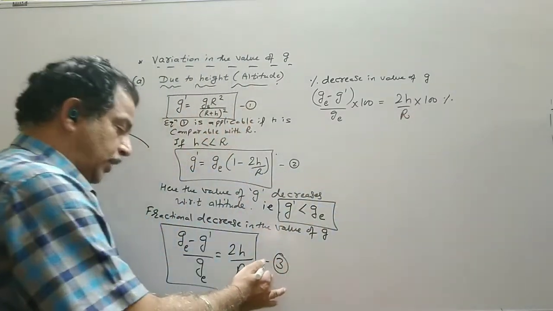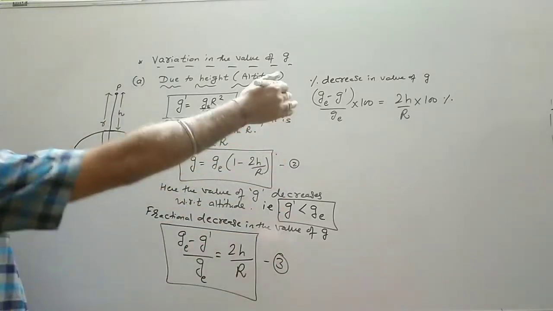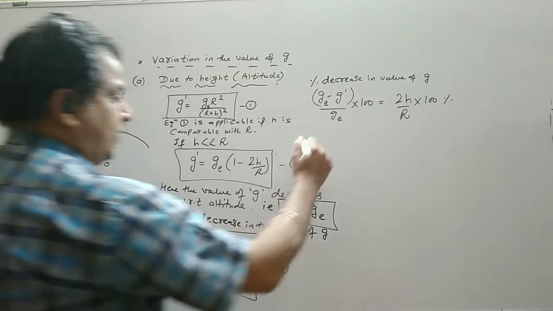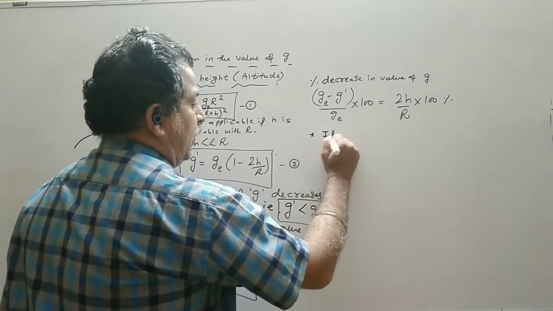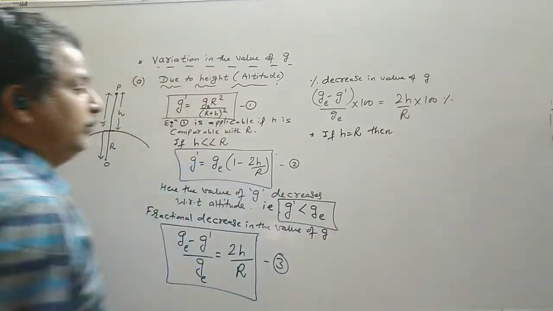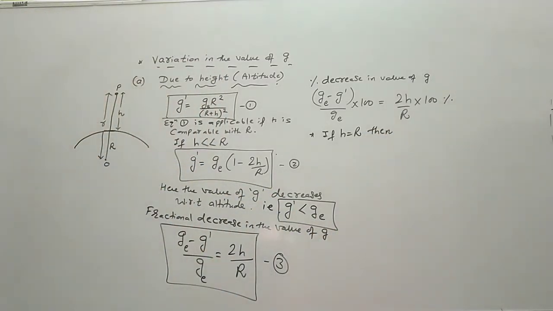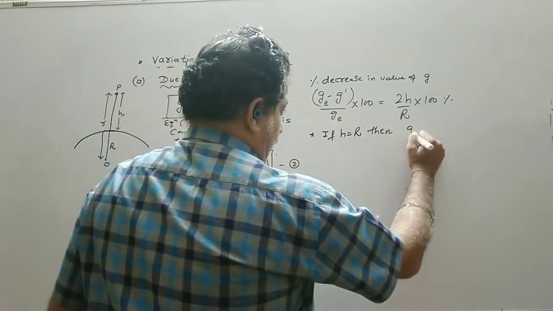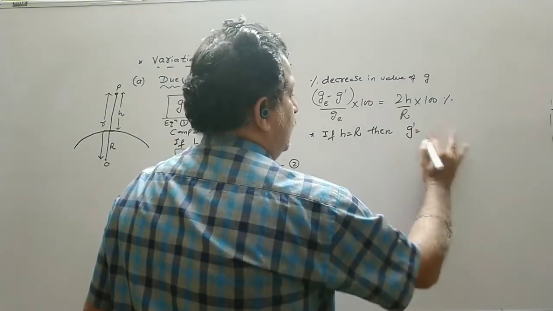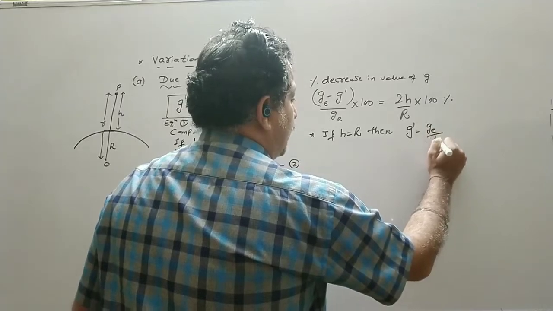It is similar to 3, that is the fractional decrease, and that is the percentage decrease. Now let us consider a few cases. If h is equal to r, sometimes directly the value is asked at a height equal to the radius of the earth. Then in that case g dash is equal to ge by 4, that is 1/4.